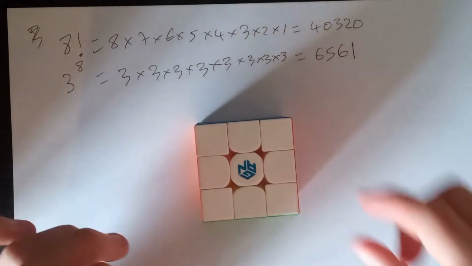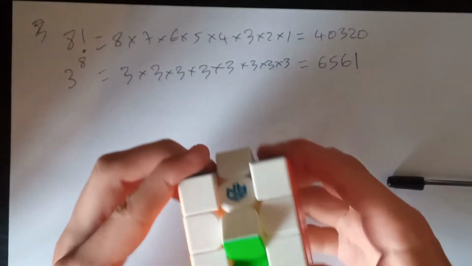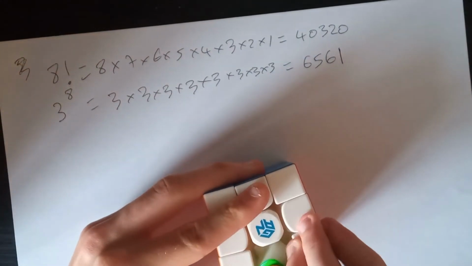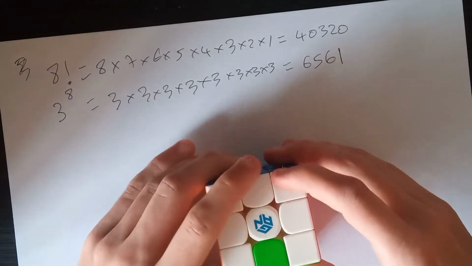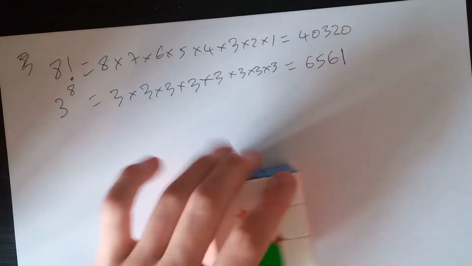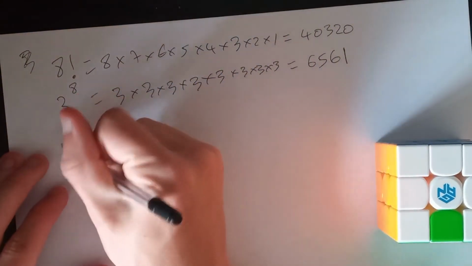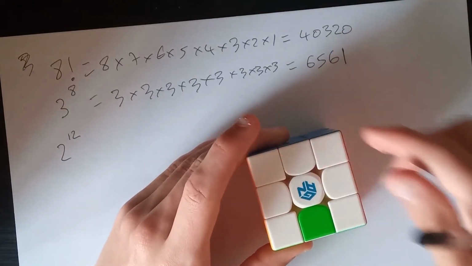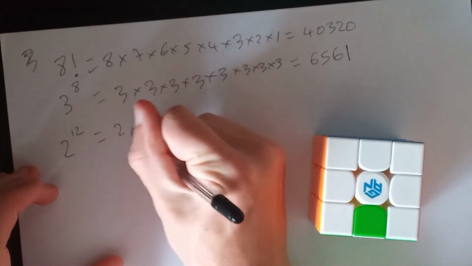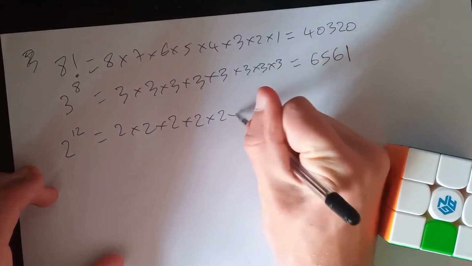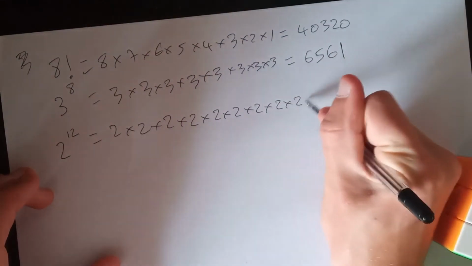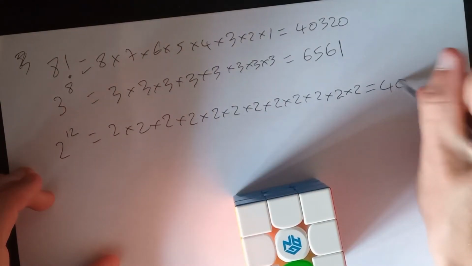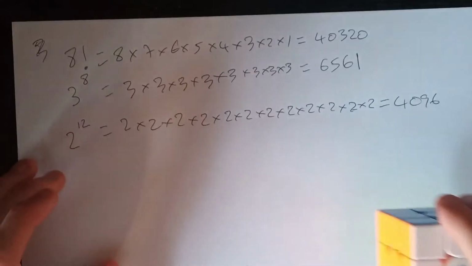So there are 12 edges, but there are only 2 flips there can be. We ignore the fact that that is not actually possible for now. So we have 2 to the 12, representing the fact that they can be flipped on each side. So 2 times 2 times 2, and so on, which is 4,096. As anyone should know.